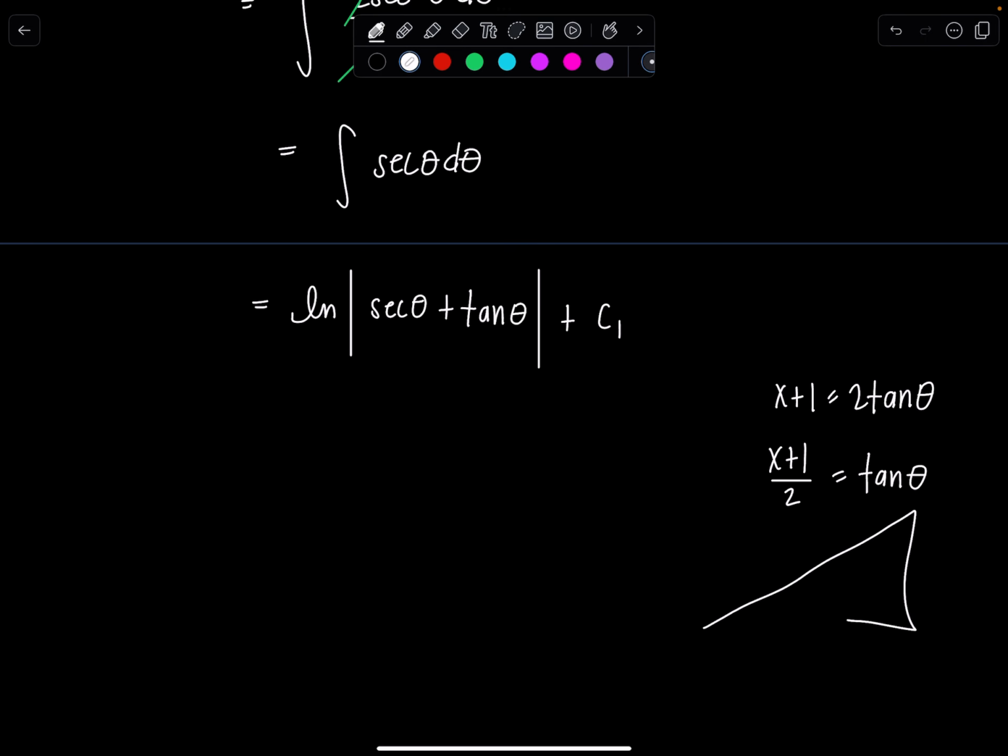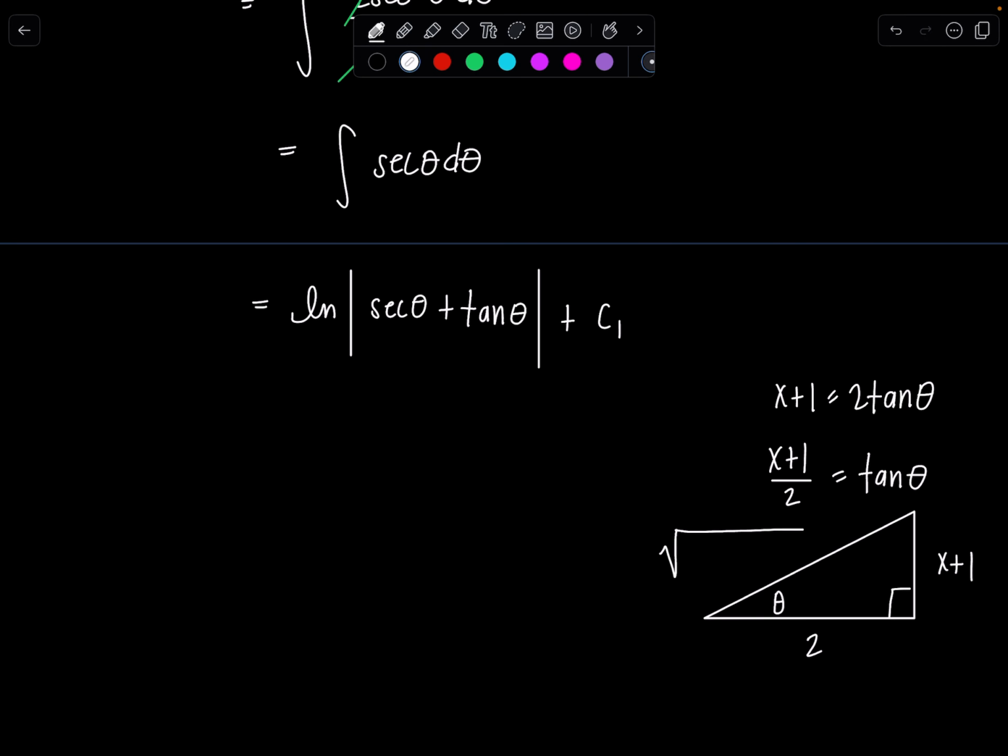So you're going to draw yourself a little right triangle. Put theta somewhere. So tangent theta is the ratio of the opposite over adjacent side. And then using the Pythagorean theorem, I can find the hypotenuse. It's going to be the square root of the quantity x plus 1 squared plus 2 squared. So that would be the square root of x squared plus 2x plus 5 once I clean up.